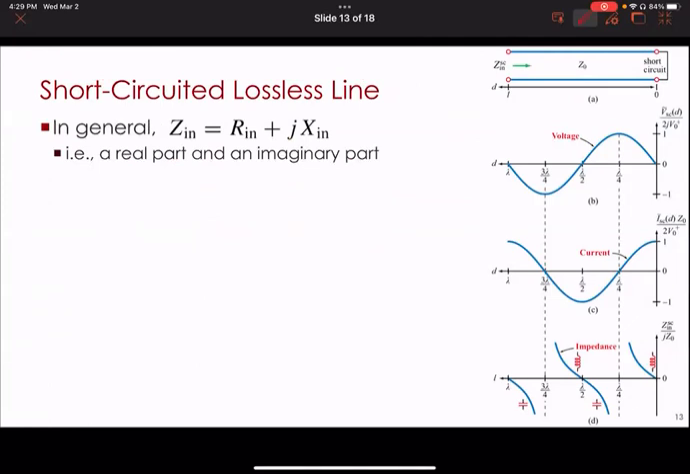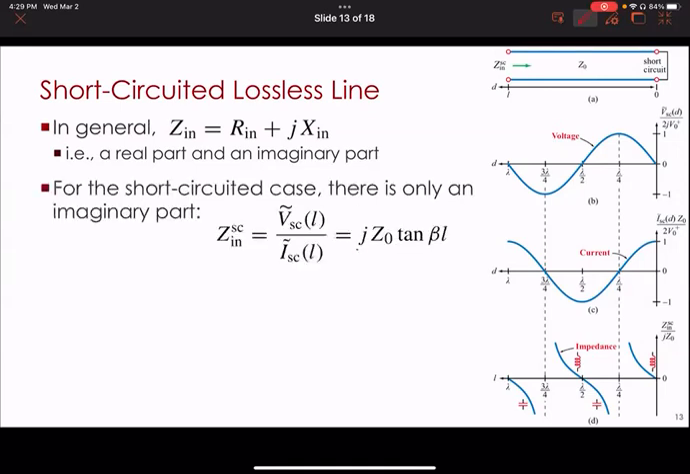Okay, so any impedance has a real part and an imaginary part. But from this, it only has an imaginary part. Kind of like inductors and capacitors only have imaginary parts. So the impedance of an inductor, what is it? jωL. Kind of like j times something, right? This is j times something.